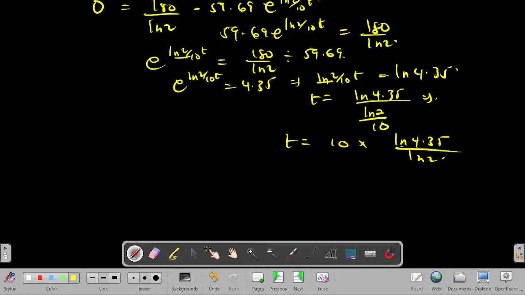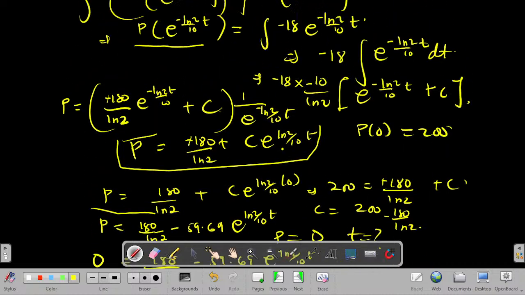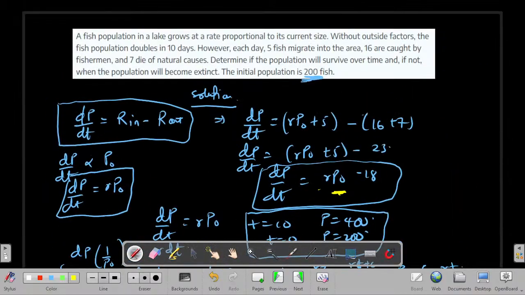So 10 times the expression length 4.35 over length 2, and that is 21.1. So my time is equal to 21.21 years, right? So it takes 21.21 years for the fish in the pond, or the whole population, to go extinct. And that is how this differential equation solves. So that is all I have for this particular problem.